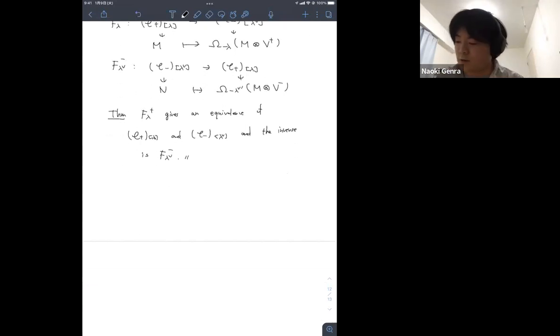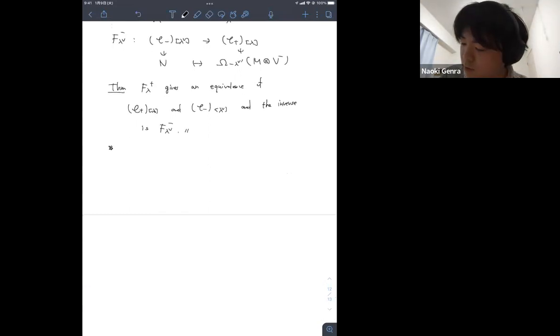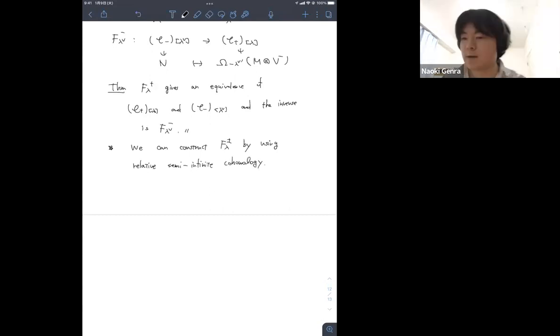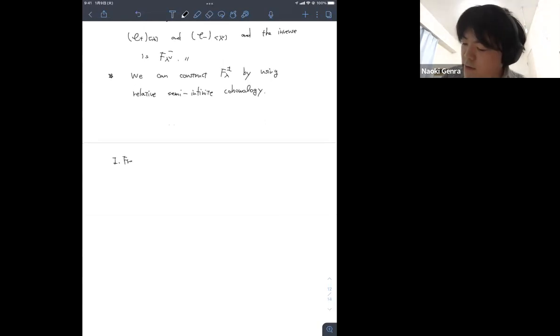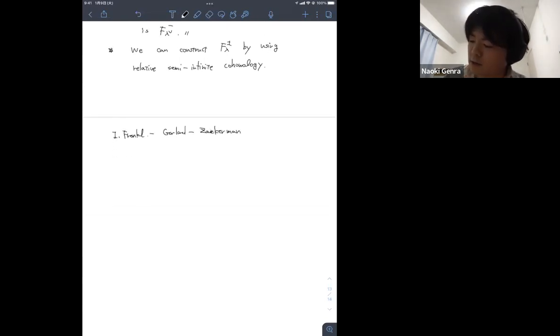But the interesting point of view is that we can construct this M lambda plus minus by using relative semi-infinite cohomology. So the idea is the following. This is the result of Arakawa, Creutzig and Lee, who consider relative semi-infinite cohomology.